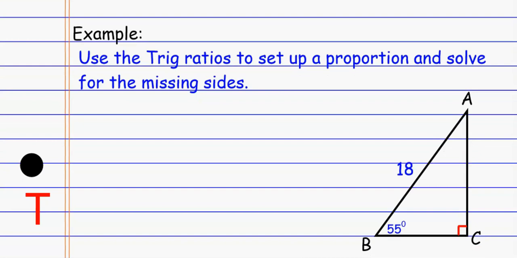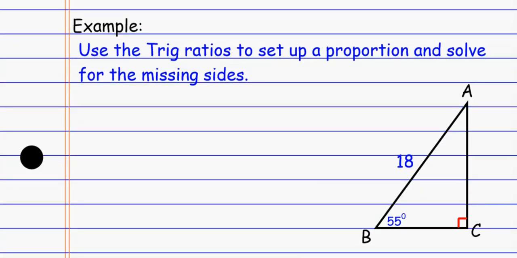So here's how we use these things. This is where we're going to plug it into the calculator. Notice I have an angle measurement this time, okay? But the thing I'm missing is some of the sides of the triangle. So it says use trig ratios to set up a proportion and solve for the missing side. And so what I want to do here is I'm missing two of these sides. I'm going to call this one X, and I'm going to call this one Y, okay?